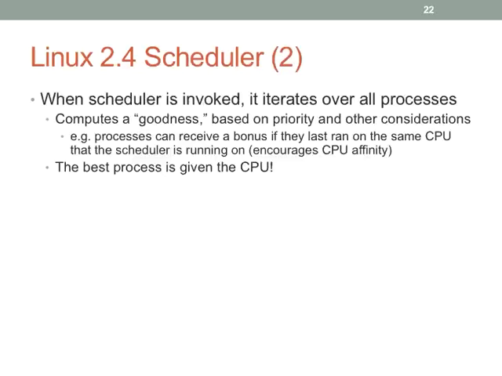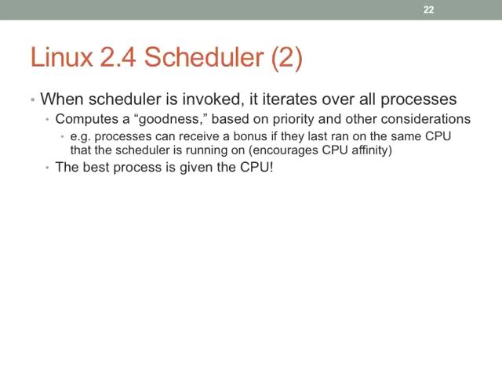So this is what would happen. The scheduler would iterate over all the processes that were on the system, and it would compute some goodness metric, which is kind of interesting. It was just some heuristic that the engineers came up with to say, this is how good we think you are. Okay?